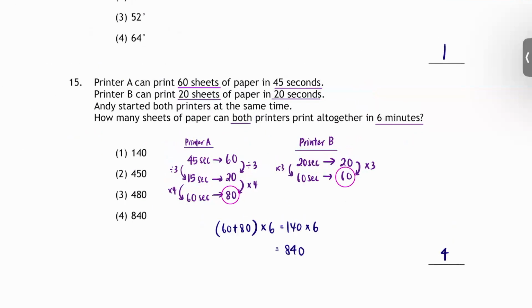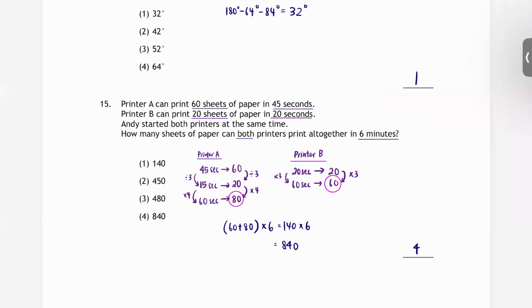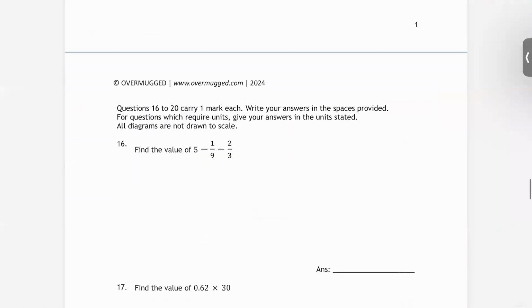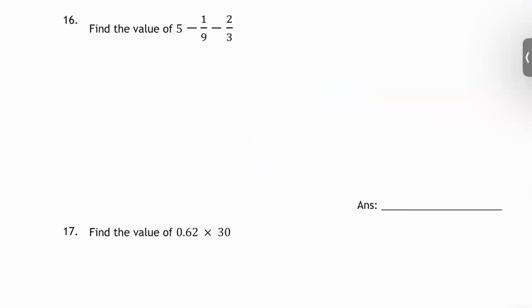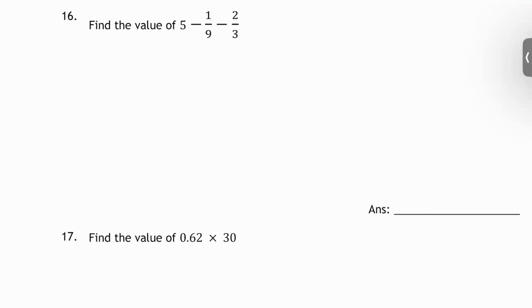Okay, so we're done with booklet A, 15 questions of MCQ. Let's move on to booklet B, which are short answer questions. Now, booklet B is also 15 questions. In the 15 questions, there are 5 1-mark questions and 10 questions that have 2 marks. So 16 to 10 is 1 mark. So let's start. Question number 16.